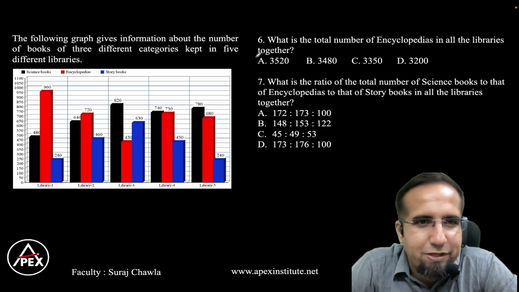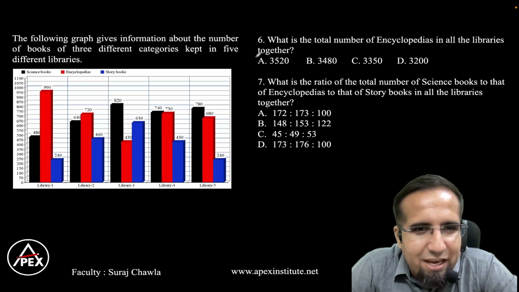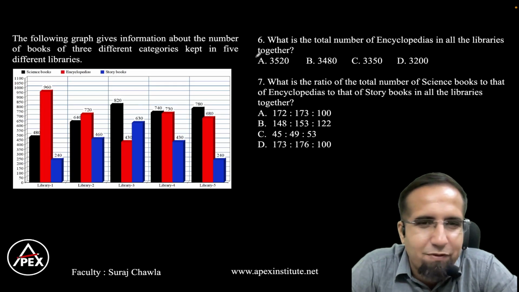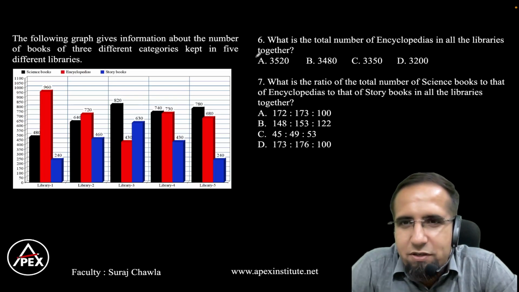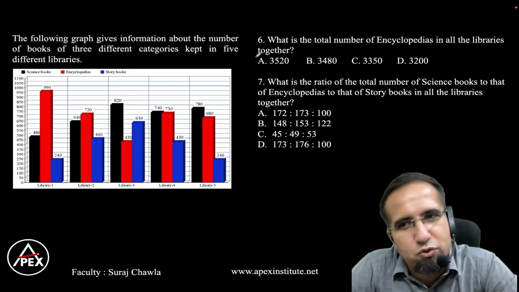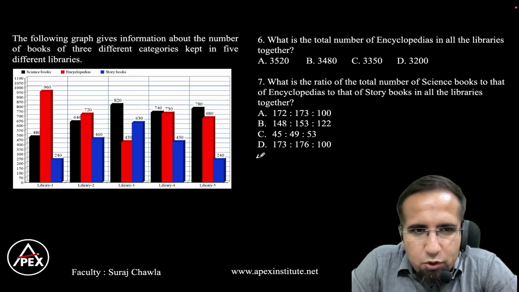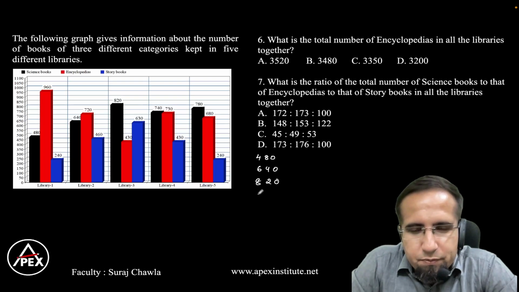Right? Now this question is a question on data interpretation. We are given information about science books, encyclopedia, and storybooks in 5 different libraries. Okay. Now what is the total number of encyclopedias in the library? Okay. At the same time, what is the ratio of science books to encyclopedias to storybooks in all the 3 libraries? So let's do both of them at the same time. So science books are going to be 480, 640, 820, 740.